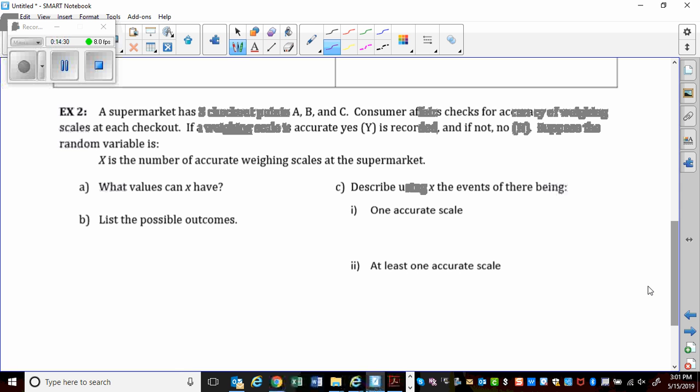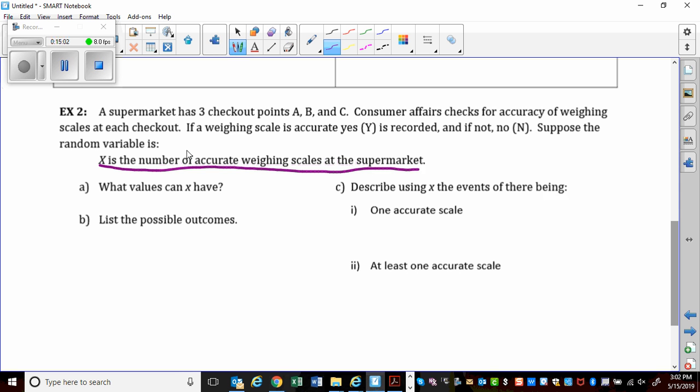A supermarket has 3 checkout points, A, B, C. Consumer Affairs checks for accuracy of weighing scales at each checkout. If a weighing scale is accurate, yes is recorded, and if not, no. Suppose the random variable X is the number of accurate weighing scales at the supermarket. What values can X have? List the possible outcomes.